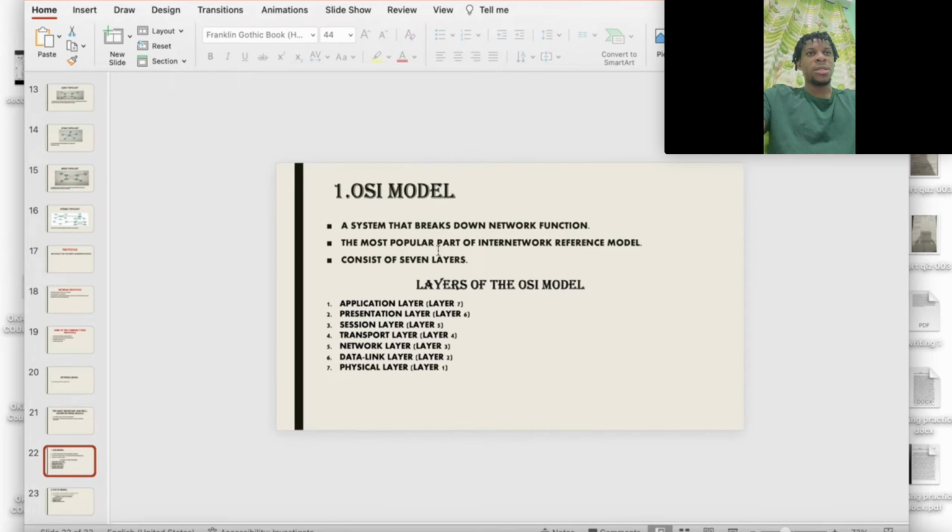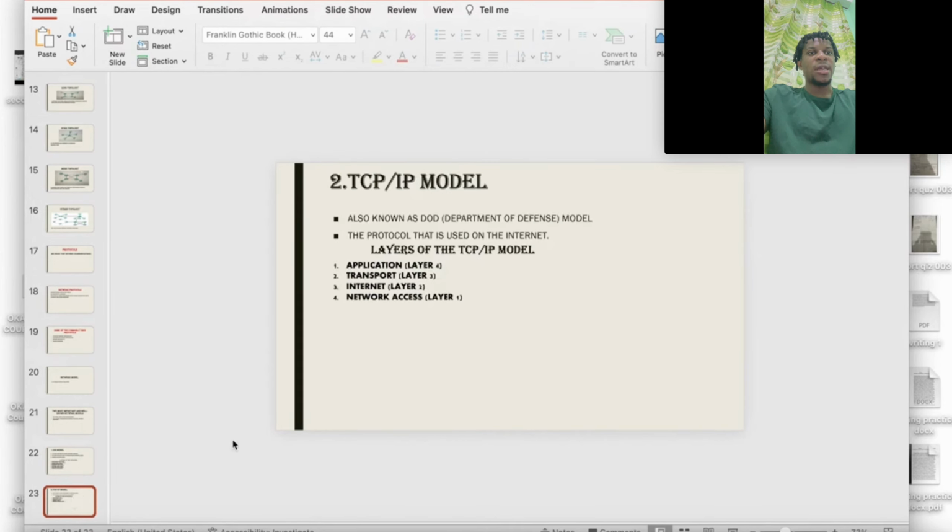Number 1, the OSI model, a system that breaks down network functions. The most popular Internetwork Reference Model consists of 7 layers. Layers of the OSI model: application layer, layer 7; presentation layer, layer 6; session layer, layer 5; transport layer, layer 4; network layer, layer 3; data link layer, layer 2; physical layer, layer 1. These are all the layers of the OSI model.